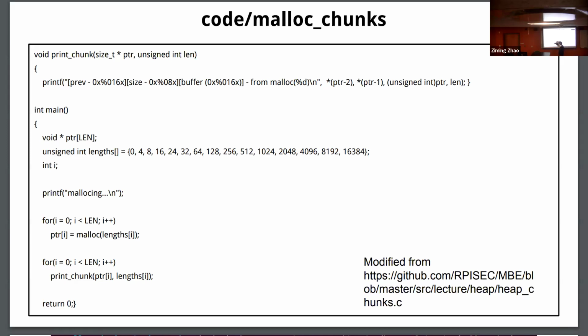So this program will first malloc everything. After that, we will print out the chunk. We do not only print out the buffer, because there's nothing in the buffer. We didn't put anything there. We print out the chunk.